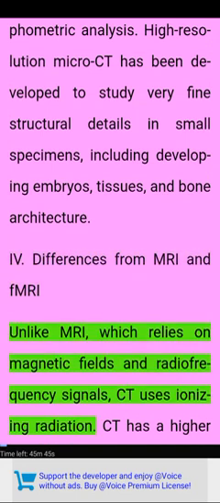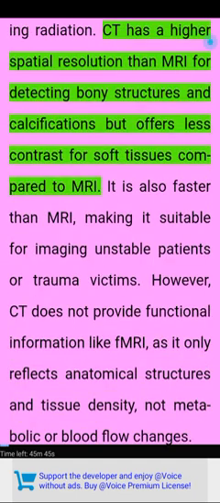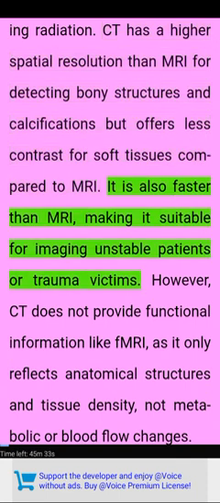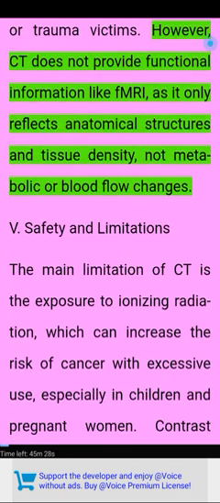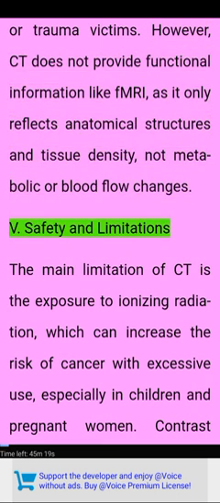Unlike MRI, which relies on magnetic fields and radiofrequency signals, CT uses ionizing radiation. CT has a higher spatial resolution than MRI for detecting bony structures and calcifications but offers less contrast for soft tissues compared to MRI. It is also faster than MRI, making it suitable for imaging unstable patients or trauma victims. However, CT does not provide functional information like fMRI, as it only reflects anatomical structures and tissue density, not metabolic or blood flow changes. V. Safety and limitations.